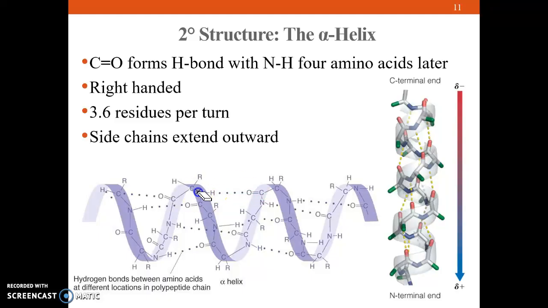Okay, so the image on the bottom is just showing it sideways. The image on the right is just showing N to C terminus with hydrogen bonds as the yellow dashes, and the hydrogens aren't shown on the amine, so the yellow dotted line looks like it's going straight to the nitrogen, but the hydrogen is just not shown in the image on the right.